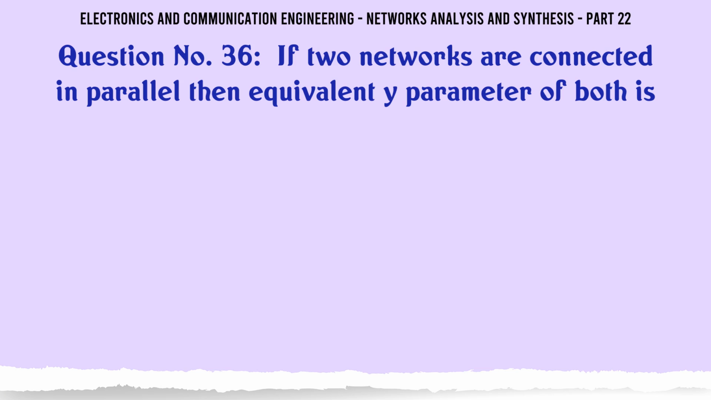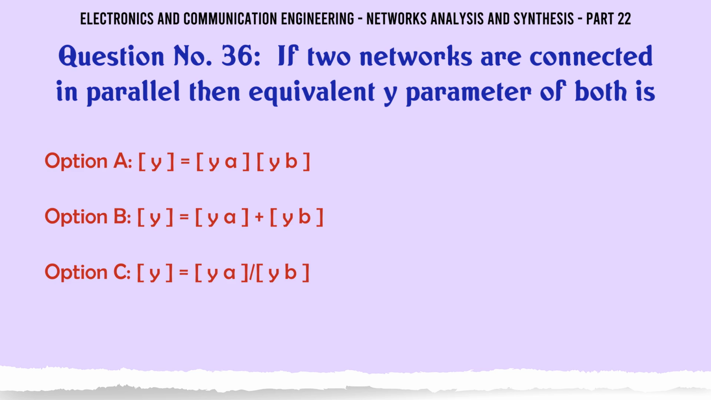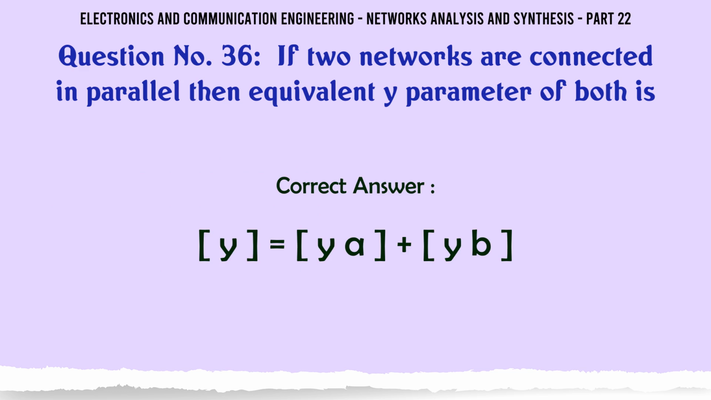If two networks are connected in parallel, then the equivalent Y parameter of both is A. Y = YA + YB, B. Y = YA + YB, C. Y = YA + YB, D. none. The correct answer is Y = YA + YB.